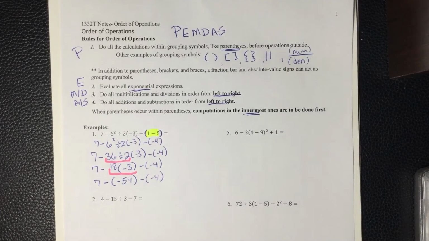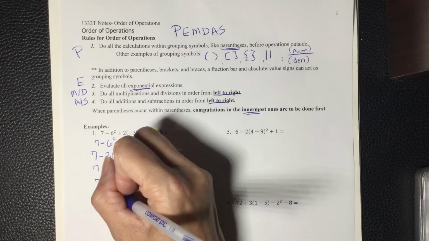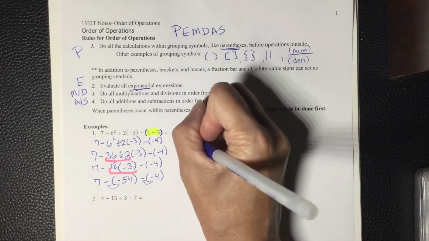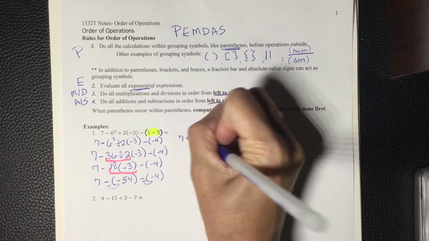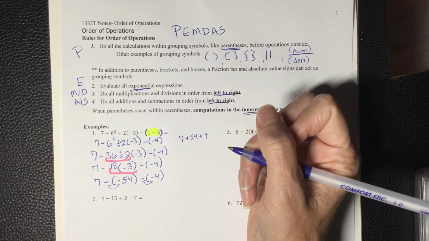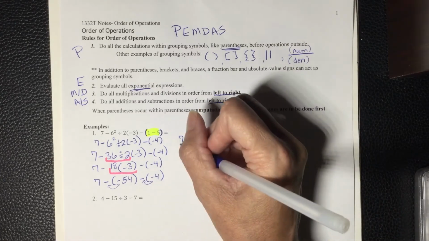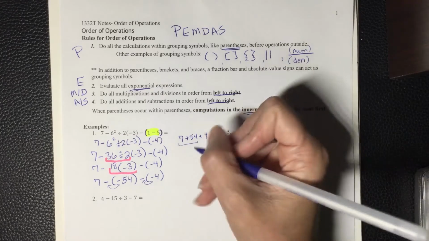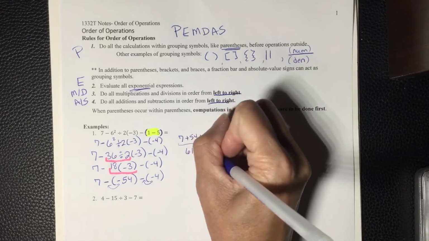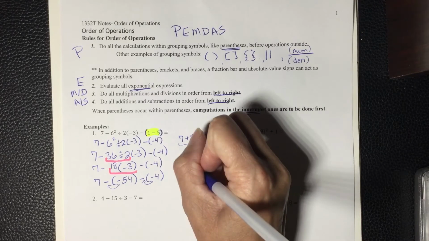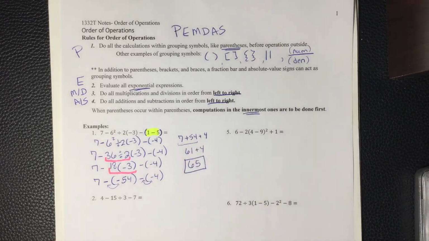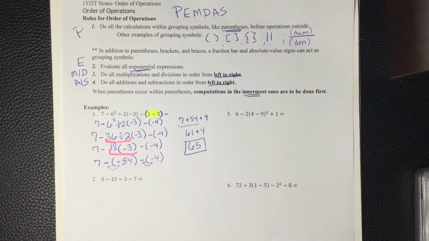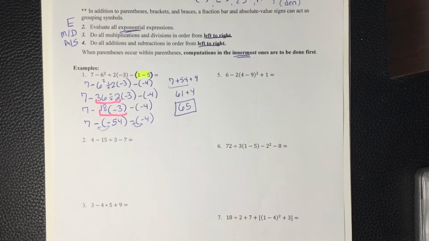All right, now I'm down to addition and subtraction. So remember, anytime you see a minus and a negative, that's going to become a plus. So this becomes 7 plus 54 plus 4. All right, so if I go left to right doing my addition and subtraction, I get 61 plus 4, which gives me 65. Okay, so that one was a fairly complicated one. I wanted to start with one that had all the steps.